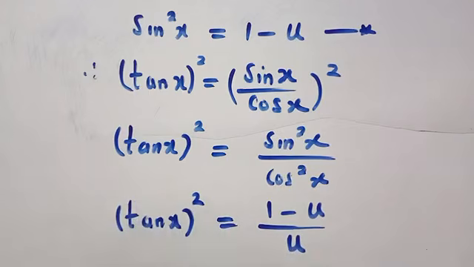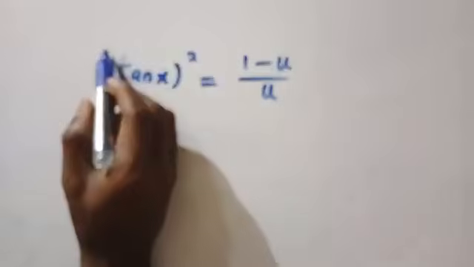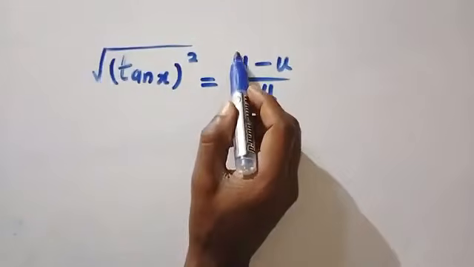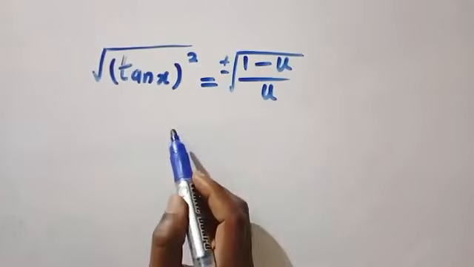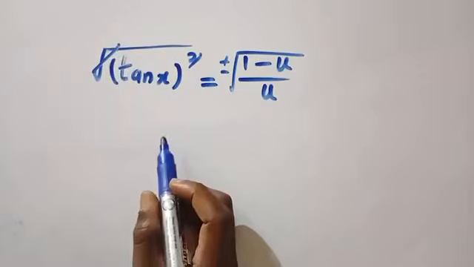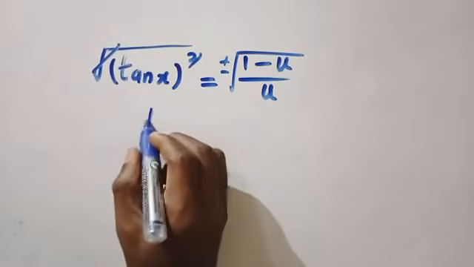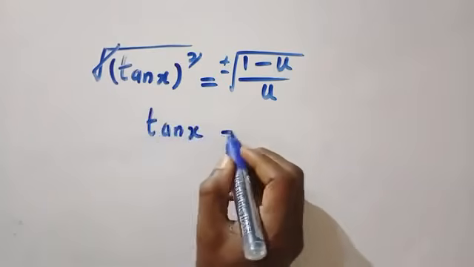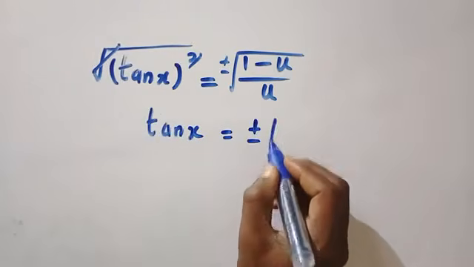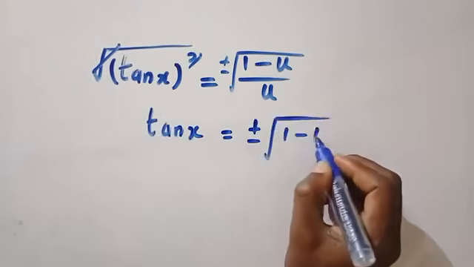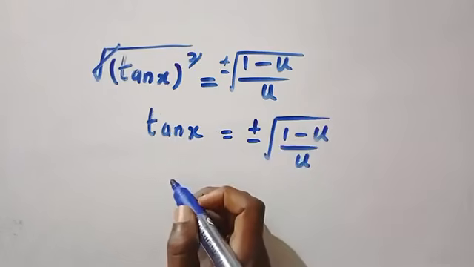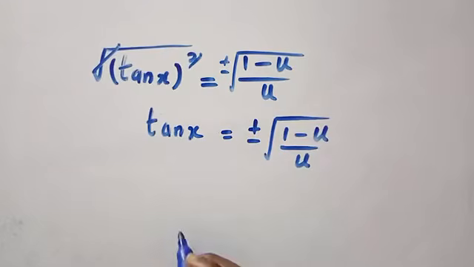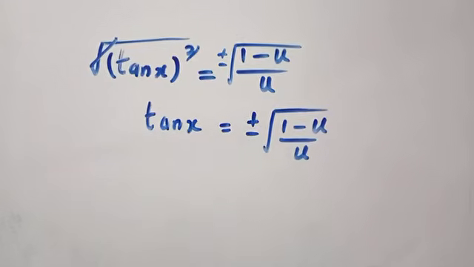By taking the square root of both sides, we have the square root here also, but it comes with plus or minus. Square and square root cancel. This gives us tan x equals plus or minus the square root of 1 minus u divided by u. So here we have expressed tan x in terms of u, but this is plus or minus. How can we deal with this?